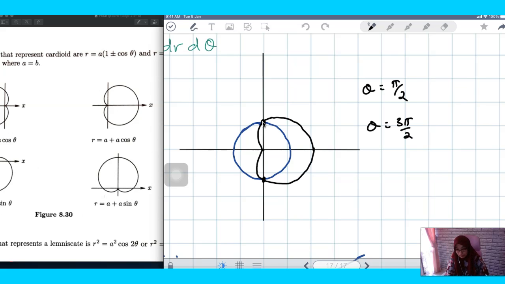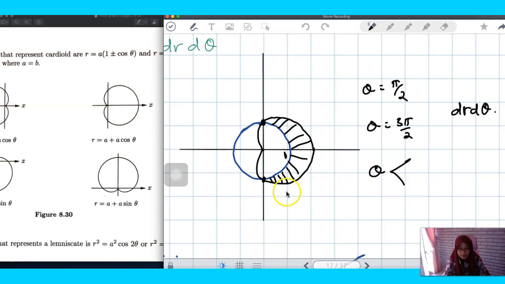So where is actually the region that you have to shade? Outside the circle, inside the cardioid. So this is one. Okay, so now we are talking about the theta. So you have the r d theta, right? Theta constant. So as you can see, your region is lying at the first quadrant and fourth quadrant.